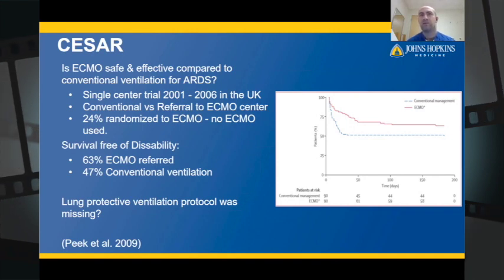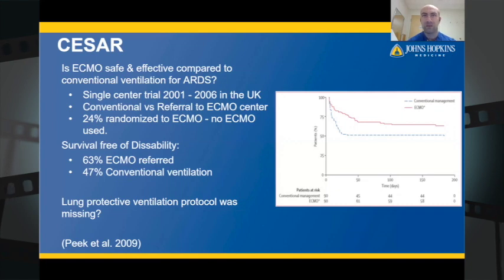Patients were randomized to conventional ventilation versus transfer to an ECMO specialty center for consideration of ECMO. 24% of the patients who were randomized for ECMO never received it. They either died or were rescued without ECMO, or they died prior to ECMO. Death or severe disability at 6 months after randomization was the primary outcome. Survival free of disability was 63% in the ECMO referral population and 47% in the conventional ventilation group, with a p-value of 0.03 and a number needed to treat of 7.